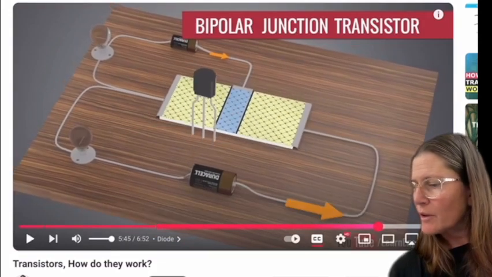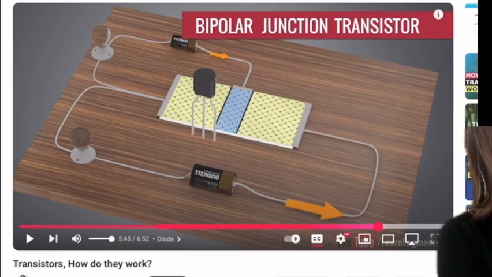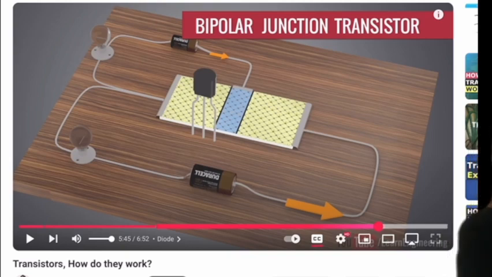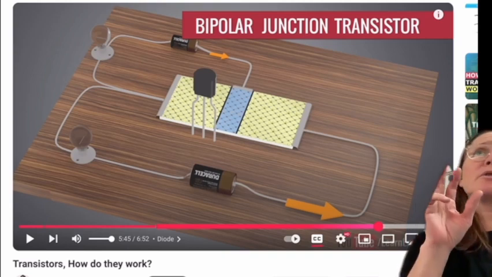Okay. So this is the actual little device that you're going to see. It has 3 connectors on it. One is your emitter, the middle one is the base, and then you have the collector. And the flat side of it is where you can read which is which. So collector's always going to be on the right side, and then the emitter's going to be on the left side, and base in the middle. So those are going to be your three connectors.